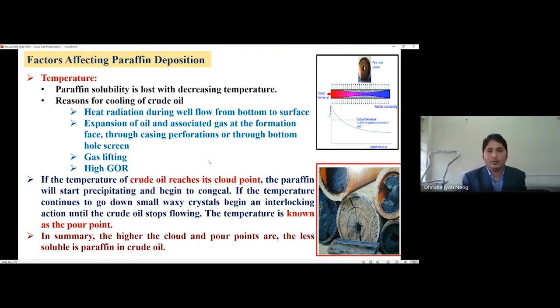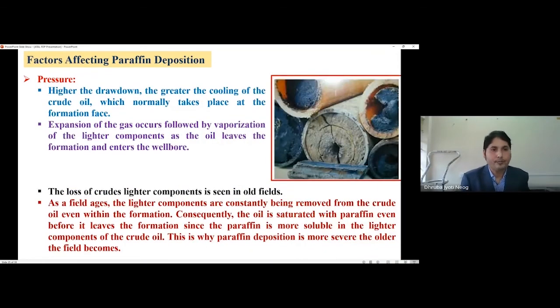If the temperature of crude oil reaches its cloud point, the paraffin will start precipitating and it will begin to congeal. Whenever a further temperature drop takes place and continues, it will reach the pour point, and that is the moment when the crude oil will finally stop flowing. Therefore, it is required to maintain both the cloud point and pour point at a high level.